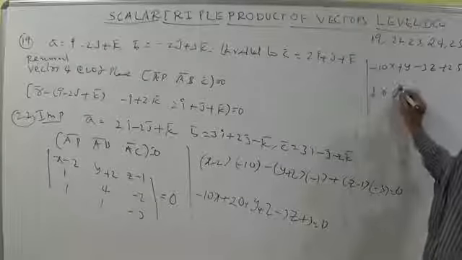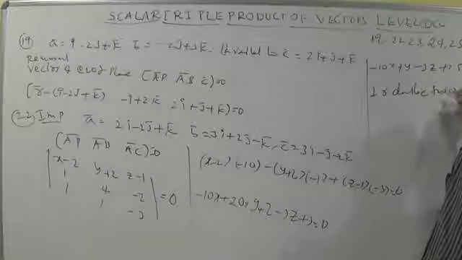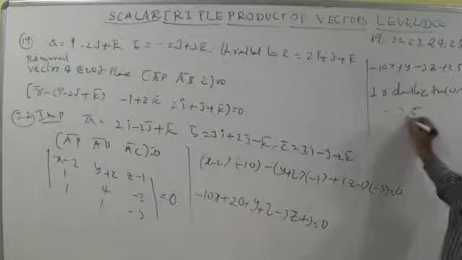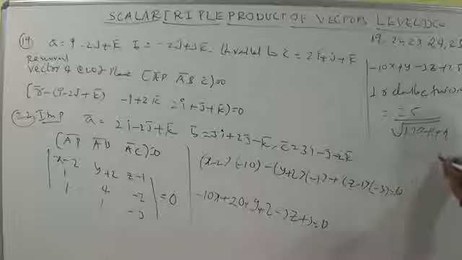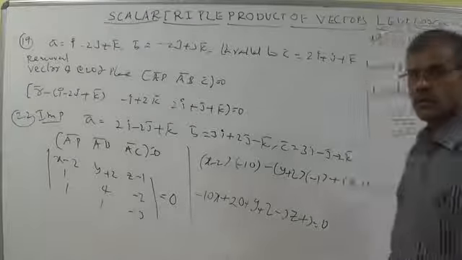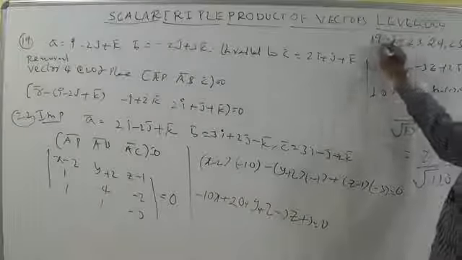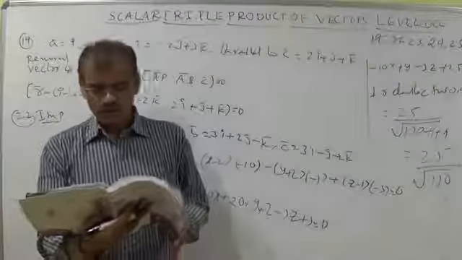25. Now you can write perpendicular distance from 0, 0, 0. From origin is 25 by root of 100 plus 1 plus 9. That is equal to 25 by root 110. So next, now 22 completed. Let us discuss about 23, 24, 25.